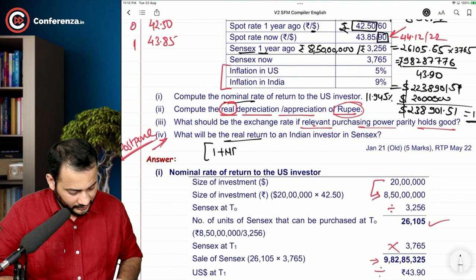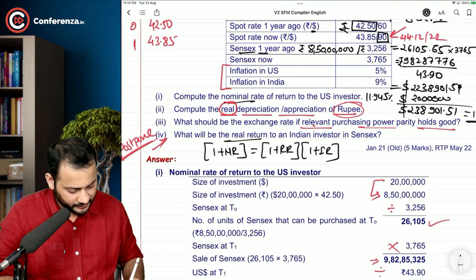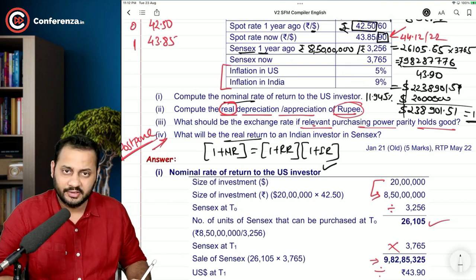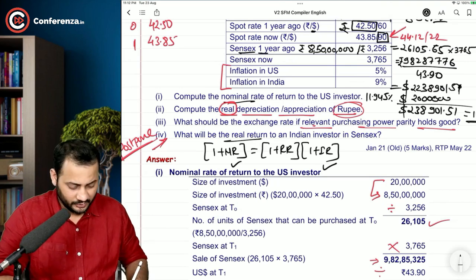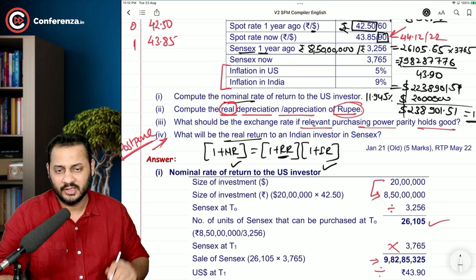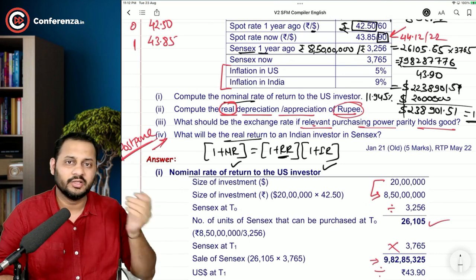1 plus nominal rate of return is equal to 1 plus real rate of return into 1 plus inflation rate. So inflation rates are here. Nominal rate will also be given. You can easily calculate the real rate. And that is what you are going to learn in the next chapter.